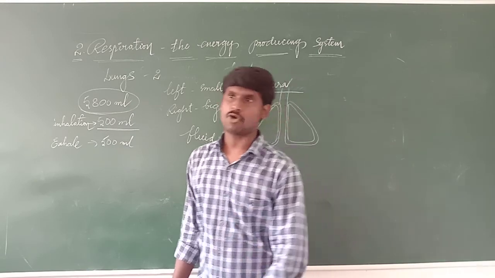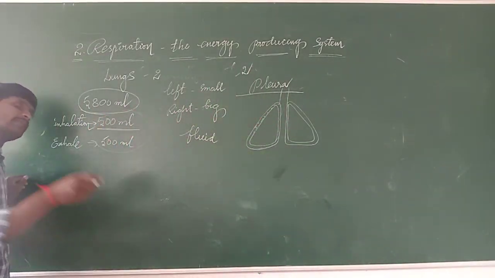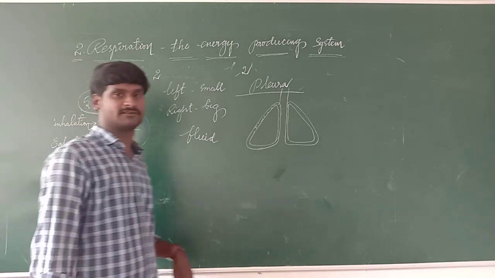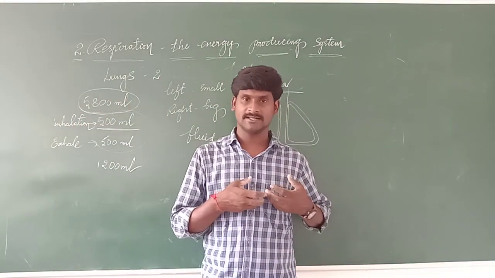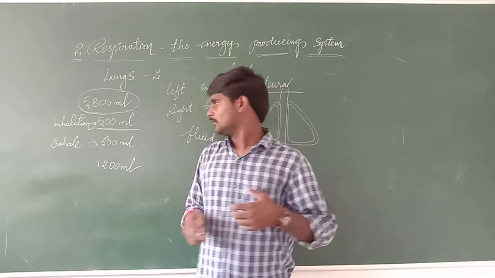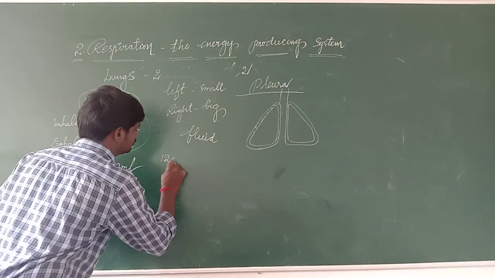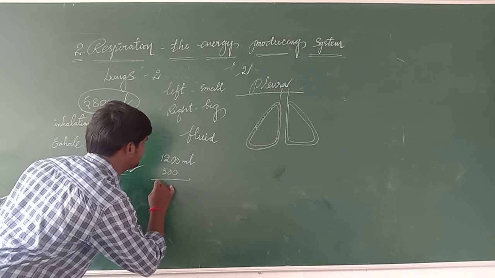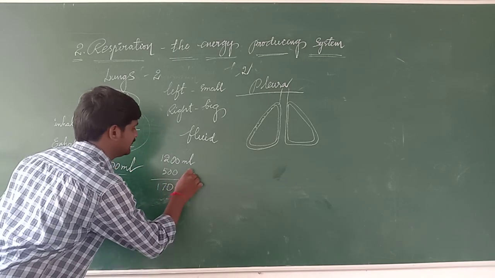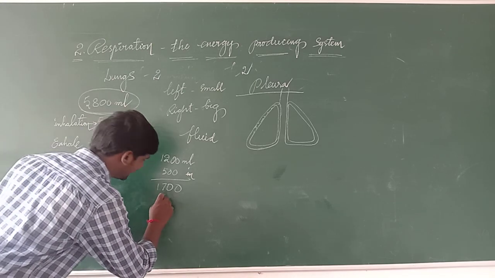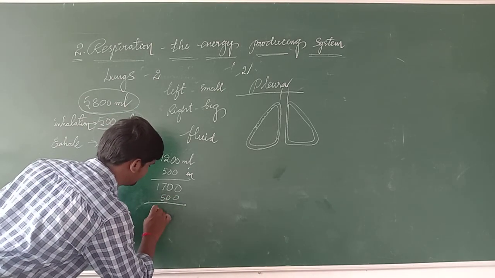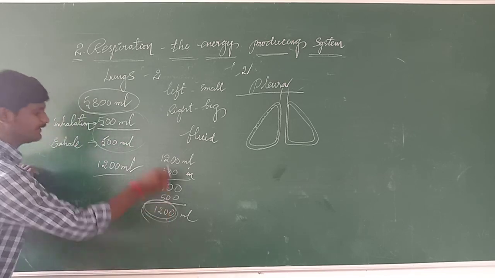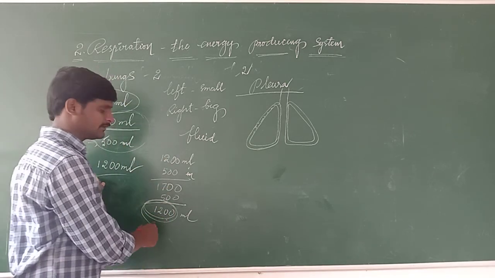Constantly, our lungs contain nearly 1200 ml of air, left inside even after exhaling. When inhaling, you are taking 500 ml, so that makes 1700 ml at inhalation time. In exhalation, we send 500 ml outside again, so the air constantly present in the lungs is 1200 ml.